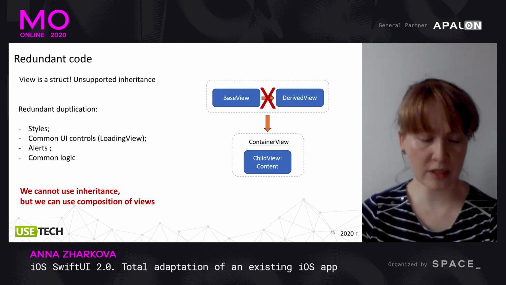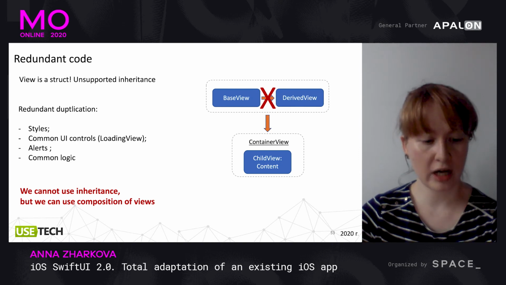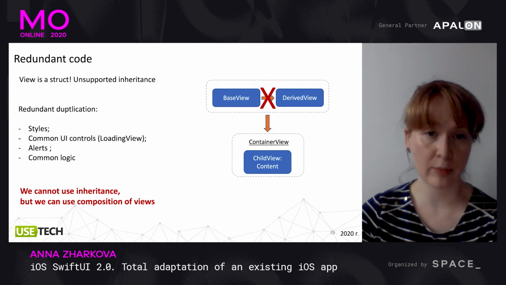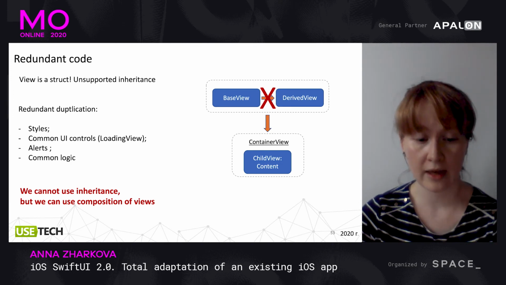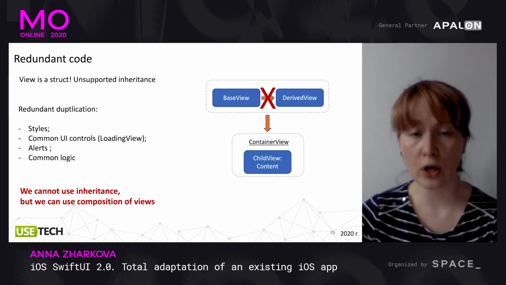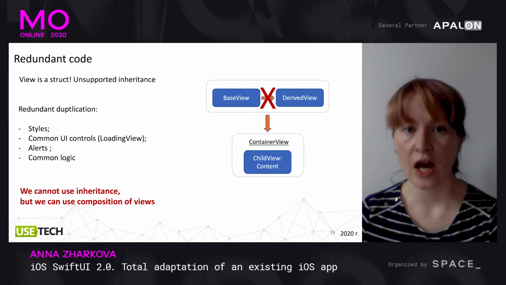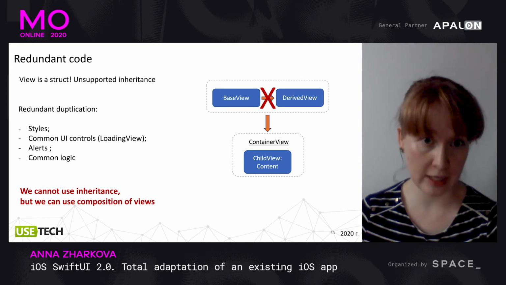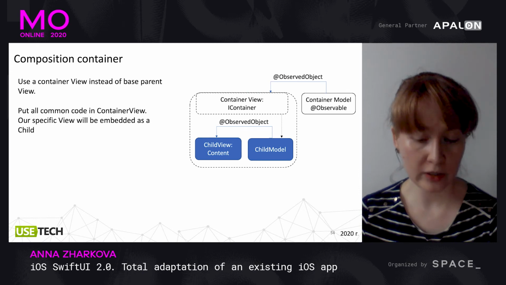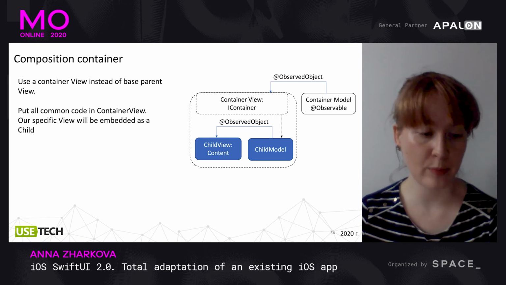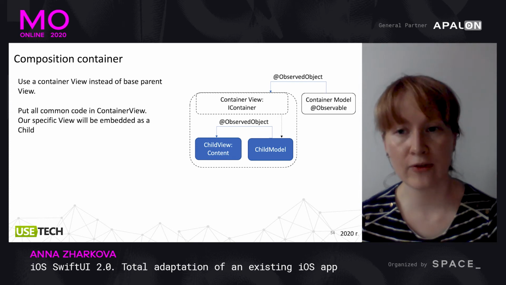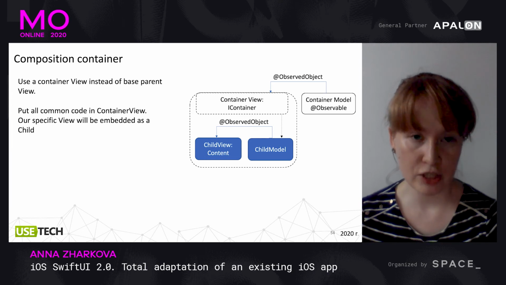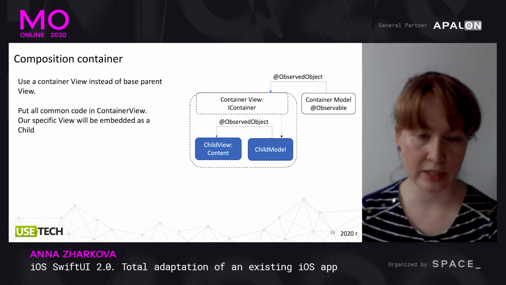Yes. What is the redundant code? Duplication. It is styles, common UI elements, alerts, and common logic. We cannot use inheritance, but we can use composition of views. It's a really good solution in our case. So we will perform our views as children of some specific containers, and we will use these containers instead of base parent views. Every container will have its specific model, and every child will have its specific model. So we should make some linking between these elements.